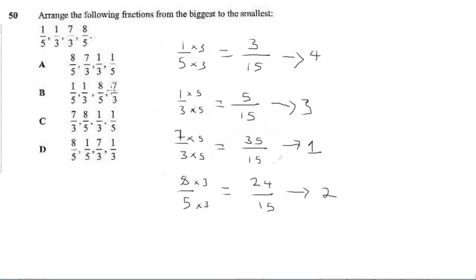So which option is in line with that? 7 over 3 is the biggest, then 8 over 5, then 1 over 3, and 1 over 5, and that is C. So therefore, the answer for question number 50 is C.